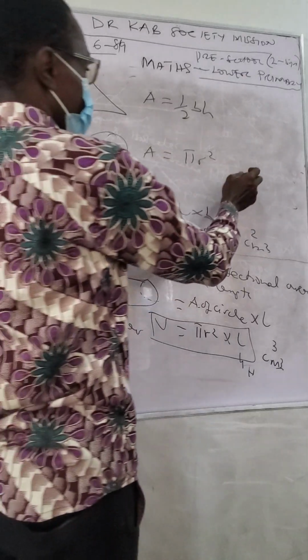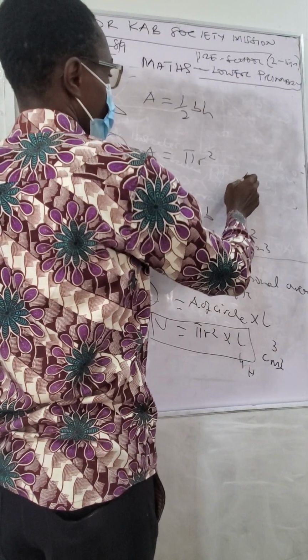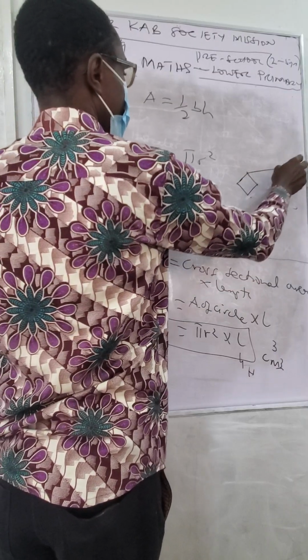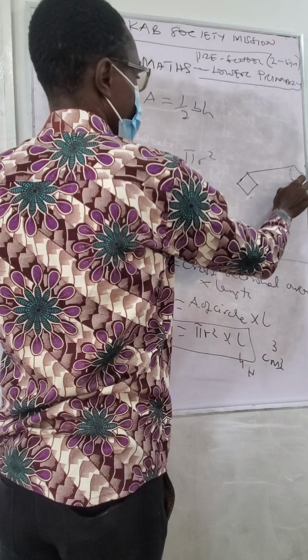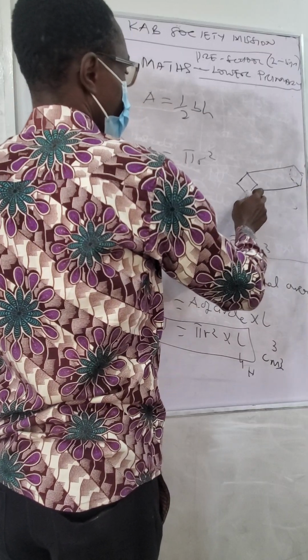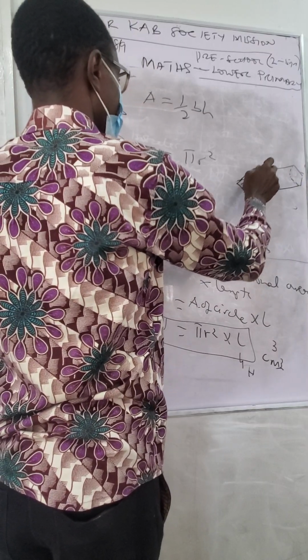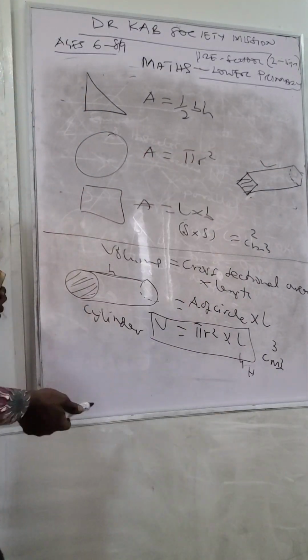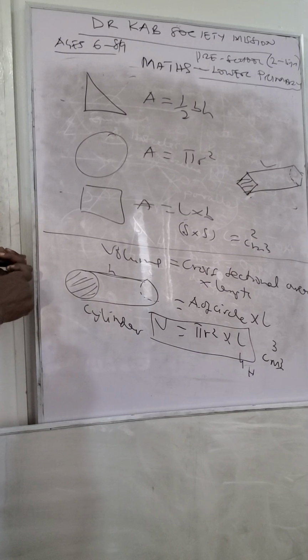So you can have something like this, maybe a kite and so on. What is going to happen is the cross-sectional area times this length. We know the cross-sectional area, so we can easily multiply that. Okay, so that is that.